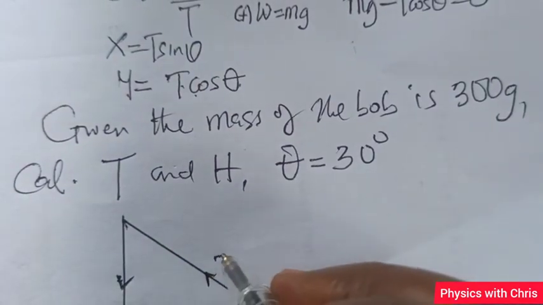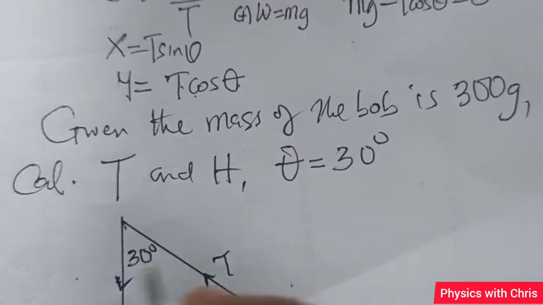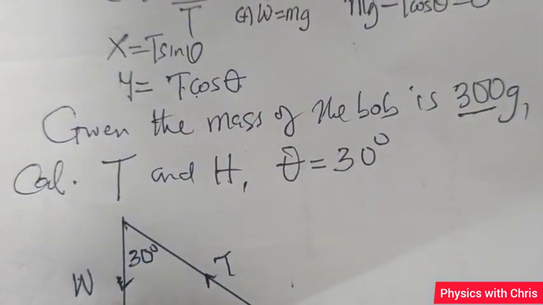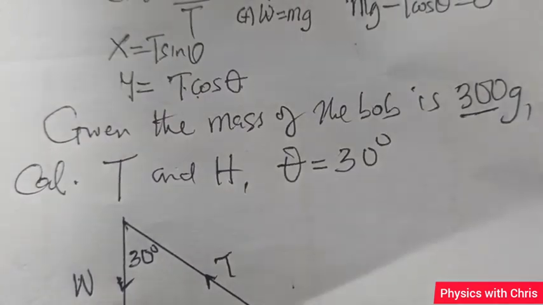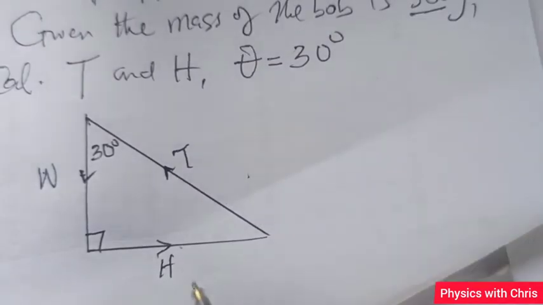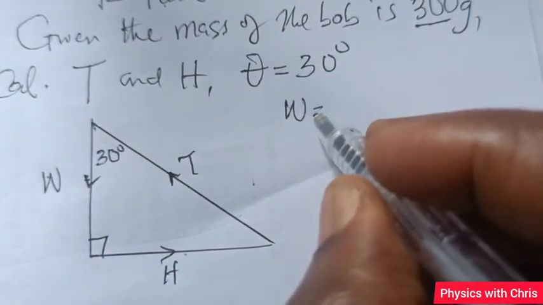Now this is my force T acting along this line. This is my theta, 30 degrees, the angle it makes with the vertical. This is the weight of the body, which I have to look for, and then this is my force H. This is my right angle. Now, what do we do here? First of all, I have to convert the mass of the body to its weight, since T and H are different types of force. So the weight of the body is mg.